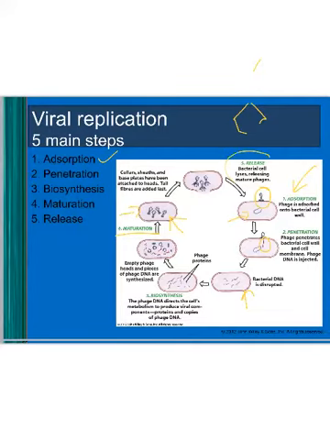And then release, what happens is the bacterial cell will die, right? And the mature phages are released and they're spread out. Okay, and then they can adsorb to other cells. So those are the 5 steps of viral replication in general. There's variations on it, but this is in general. So adsorption, penetration, biosynthesis, maturation, and release.